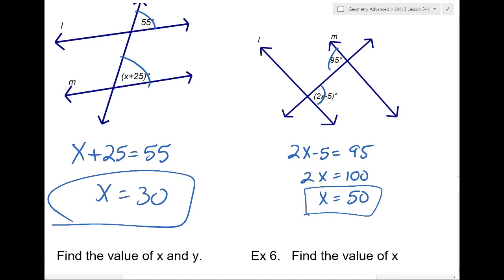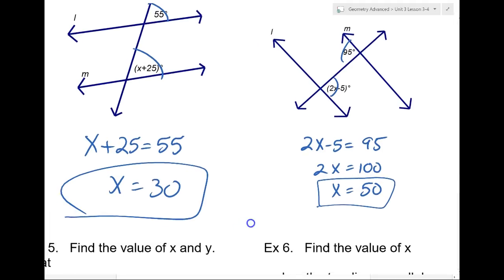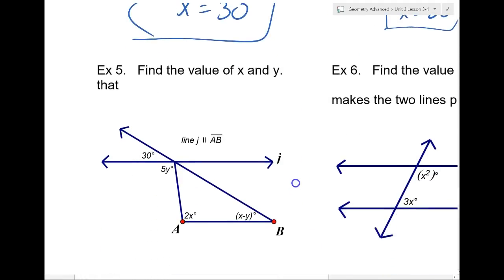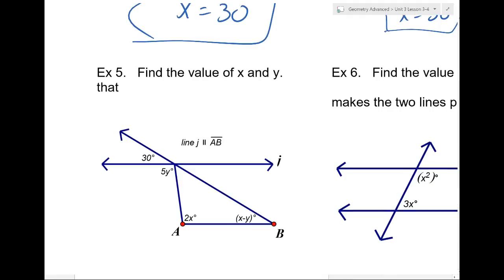Show a little bit of work, my friends. Okay, now let's have fun. Number 5: Find the value of x and y. This is where a lot of you also go, there's just so much stuff. It's not simple like the last one.